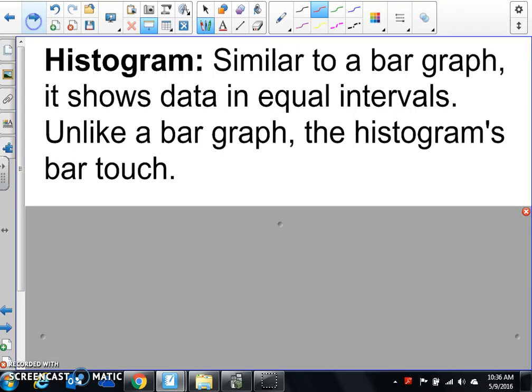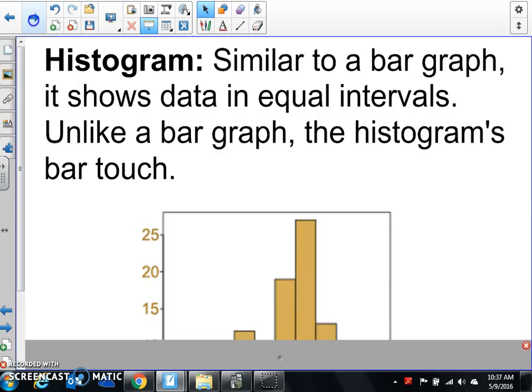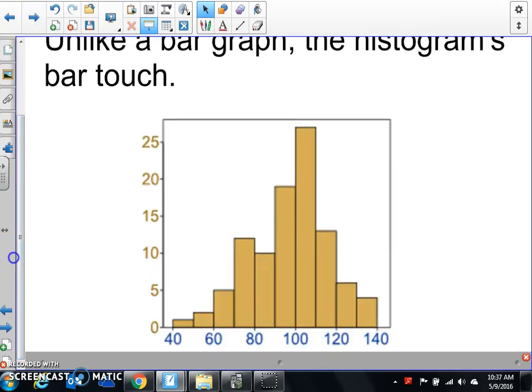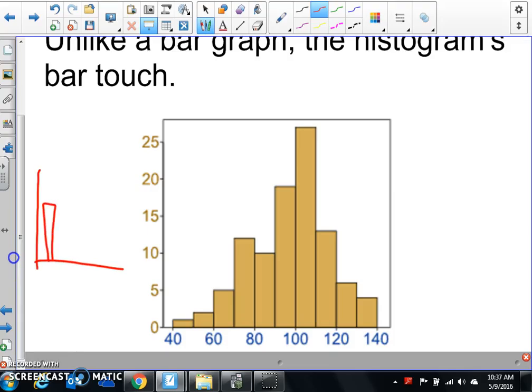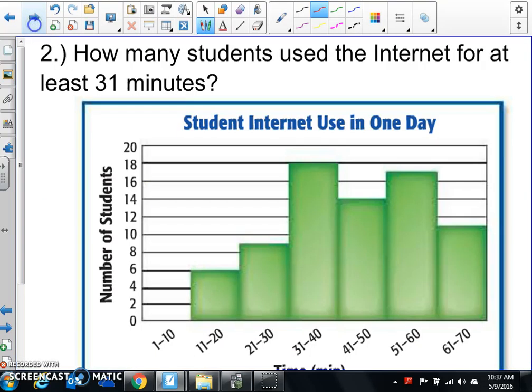Let's go to histograms. All right, histograms are similar to a bar graph. It shows data in equal intervals. Unlike a bar graph, the histogram's bars touch, and they're all the same width. So they're going to touch. So this is a histogram. Versus a bar graph looks like this. They don't touch.